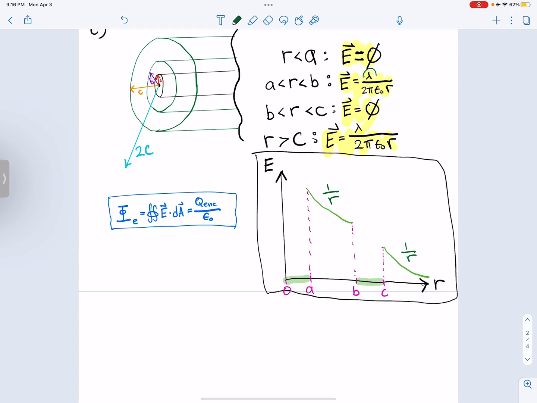We can not really think of that constant. It doesn't matter. It's going to be some 1 over r kind of graph, or 1 over x, depending on what your variable is here, but in this case we have r.